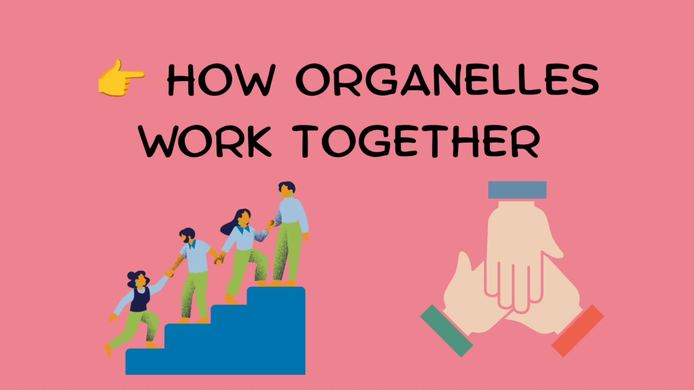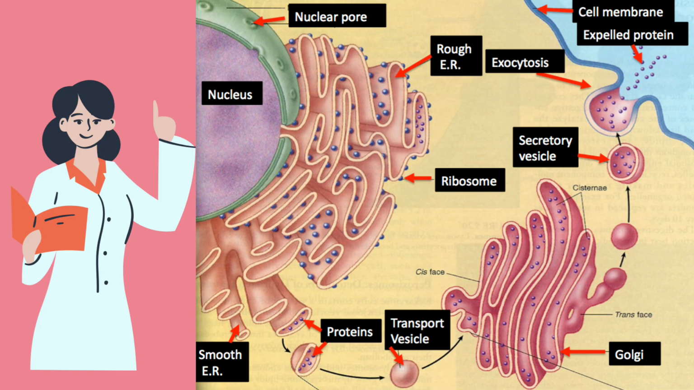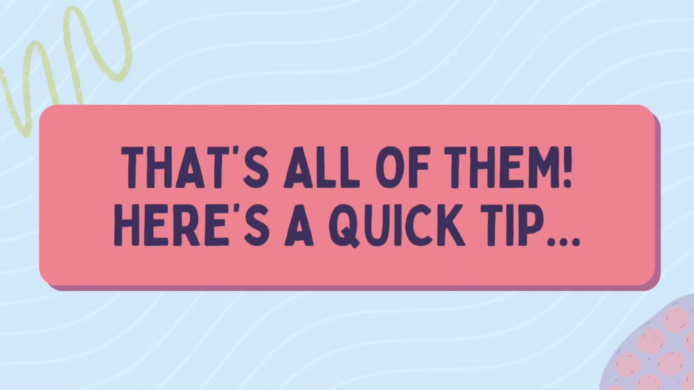Every organelle in a cell works together like a team to keep the cell alive. For example, the nucleus gives instructions, ribosomes make proteins, the Golgi apparatus packages them, and mitochondria provide the energy needed. This teamwork helps the cell grow, repair, and stay active.